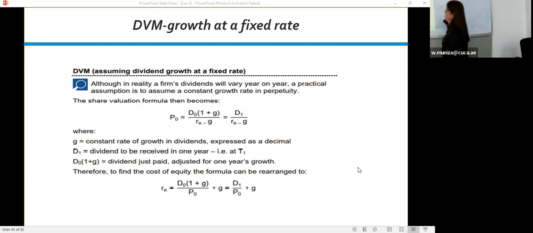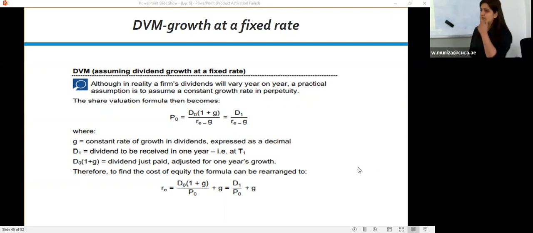Where G is the constant rate of growth in dividends expressed as a decimal. D1 is the dividend to be received in 1 year. Students, when we multiply 1 plus G with D0, it will become D1. D0 (1 plus G) is the dividend just paid, adjusted for 1 year's growth. Therefore, to find the cost of equity, the formula can be rearranged to this: RE is equal to D0 (1 plus G) divided by P0, plus G.